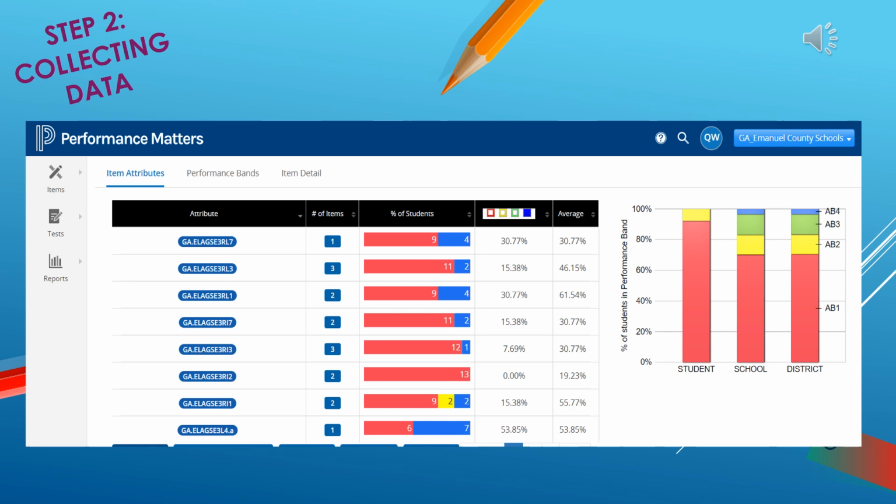The data that I collected, we utilize a platform called Performance Matters where we input our assessment questions into the platform and build our common assessments. On this platform, students have their own personal login. They log in to complete the assessment. This assessment populates for us in grades through online scoring, the questions that we have input into the system.